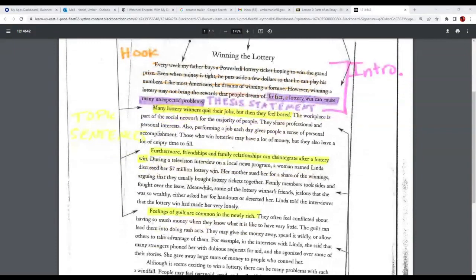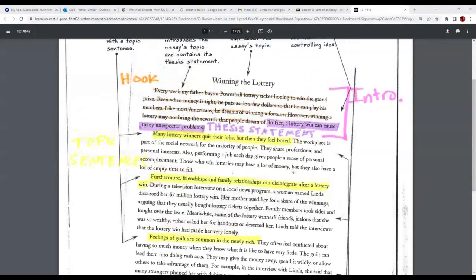So Patricia, can you see the different color highlights in this essay? Yes. We have orange, purple, pink, and yellow. All right. I want you to jump down, all of you, look at that sentence in purple. What is that sentence called? Thesis statement. I have it labeled in purple for you. Very good.